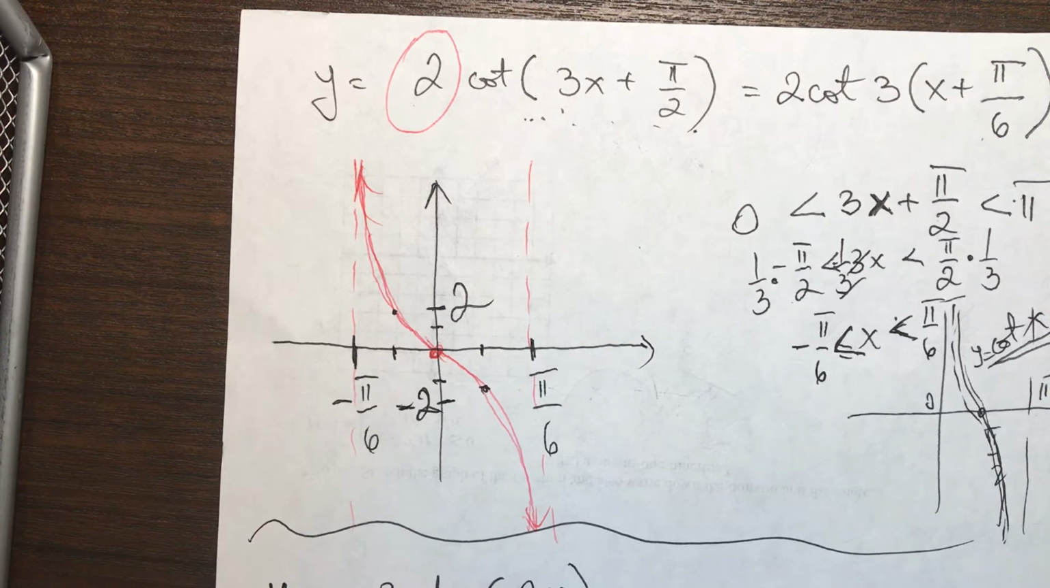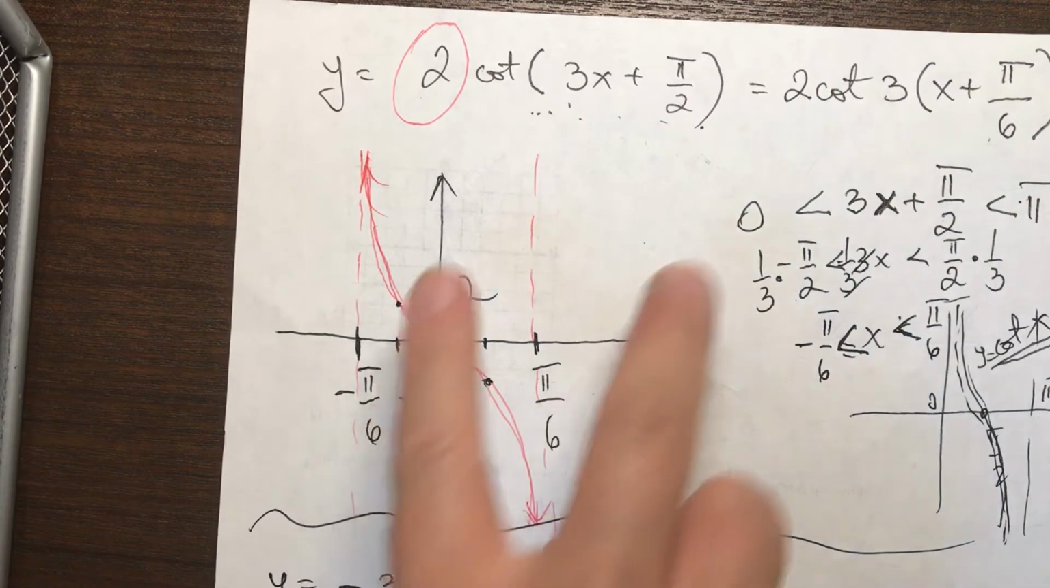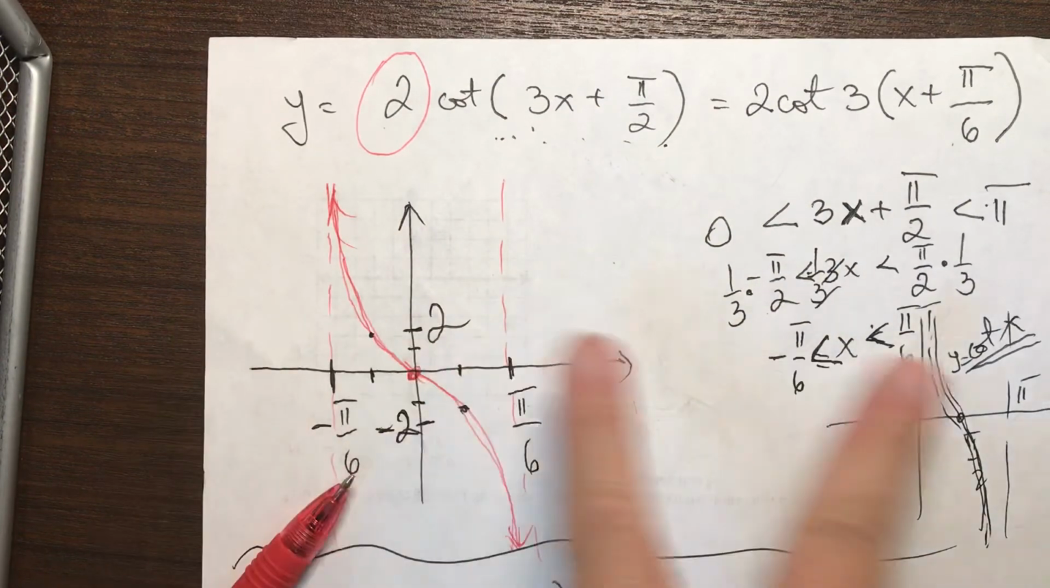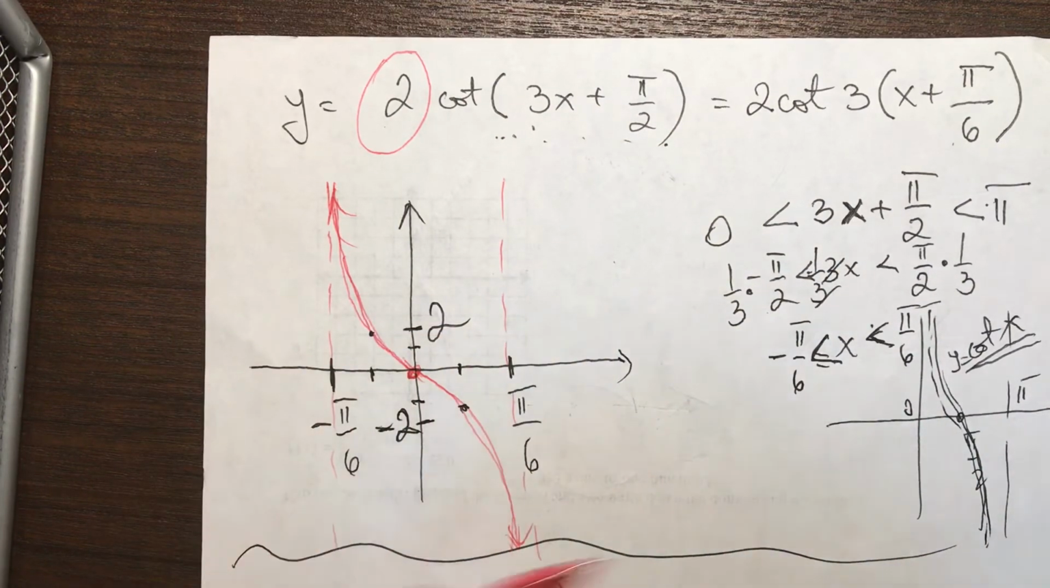Labeling is everything. This could look like any regular cotangent function, except that I shifted my axis. I labeled the points instead of 0 to pi, I put negative pi over 6 to positive pi over 6. Shifted my axis, and it looks just like any other cotangent function.